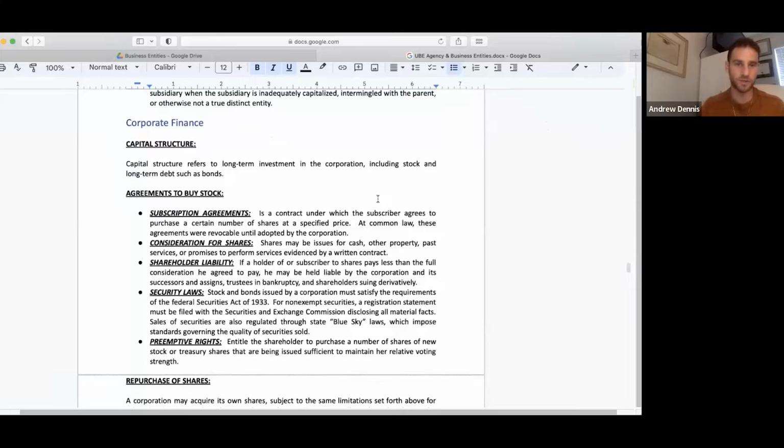Okay, capital structure. Capital structure refers to the long-term investments of a corporation, including stock and long-term debts such as bonds. Does anyone in here know the difference between stocks and bonds? Any of the students know the difference between a stock and a bond? If you have stock in a company versus a bond in a company, does anyone know the difference?